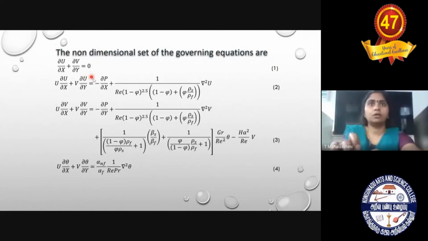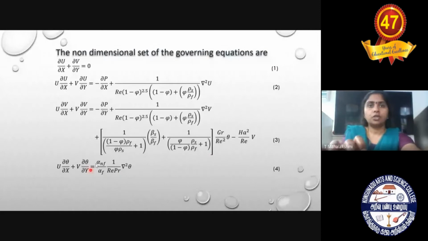So that's why it is 0, and u dou u by dou x plus v dou u by dou y is minus dou p by dou x plus the nanofluid term, which we considered inside the enclosure, with del square u. I will tell you what the terms are: acceleration term, convection term, pressure term, and viscous term. These are the viscous terms, and this is the source term that we consider in this problem.